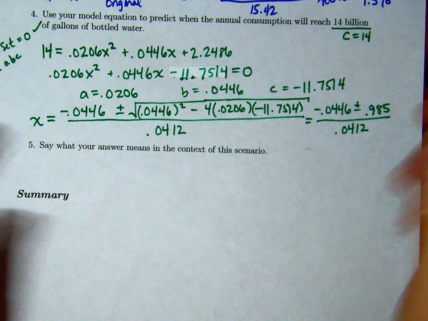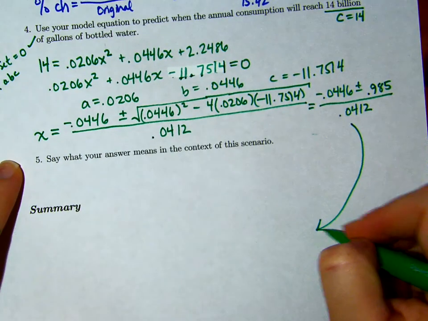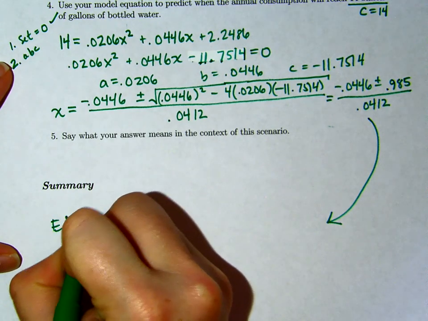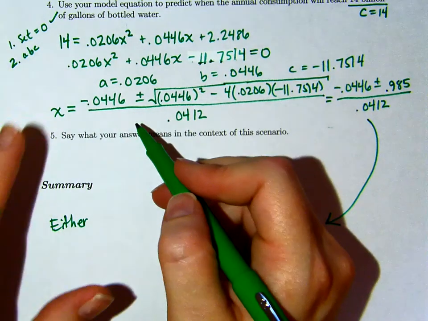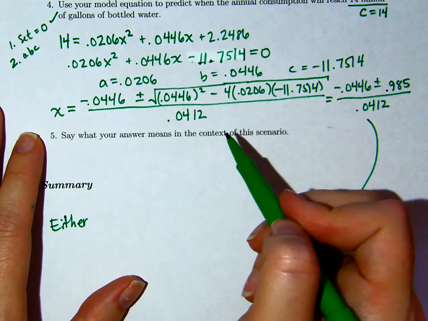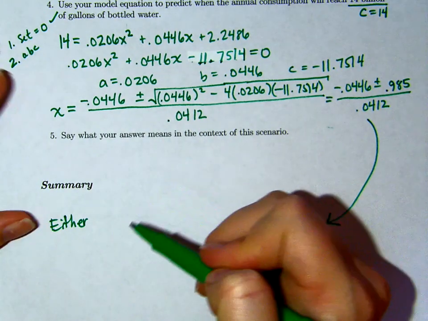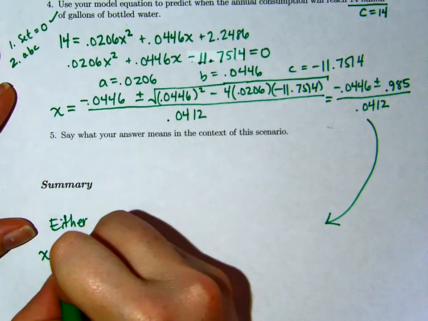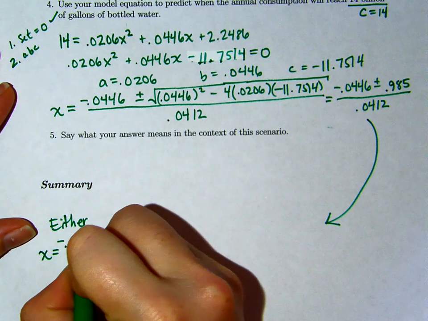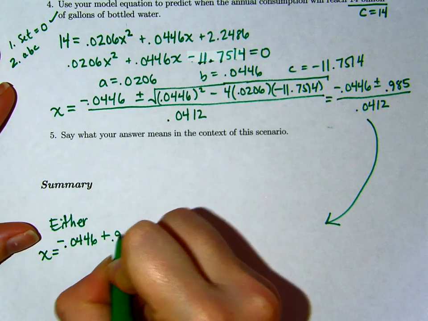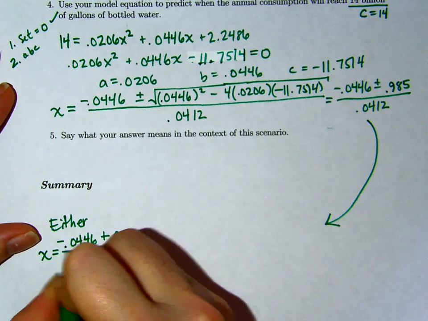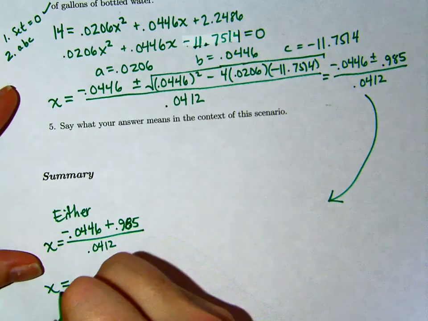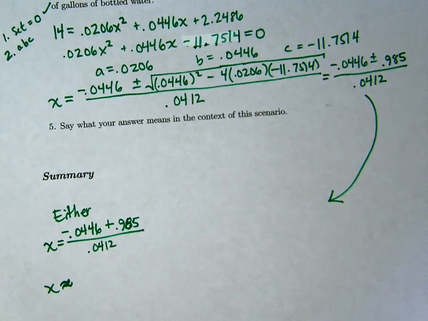Okay, then we do our either or. So this quadratic formula actually needs a lot of space and it has a lot of steps, so we only use it when we have to. So either x is equal to negative 0.0446 plus 0.985, all divided by 0.0412. And that's still an approximation.